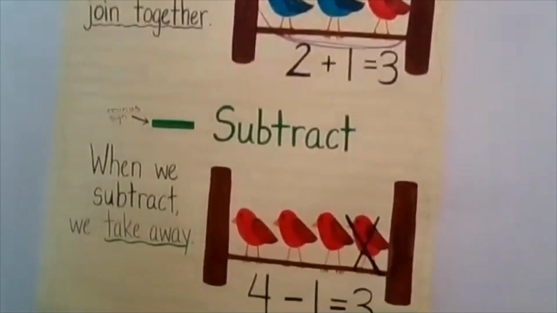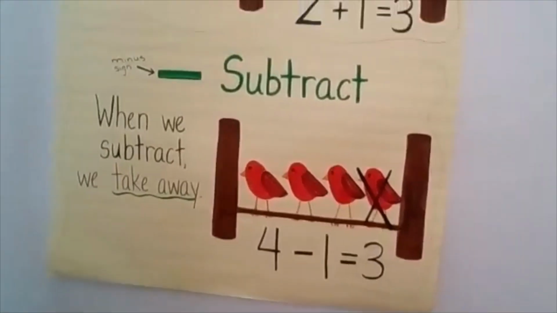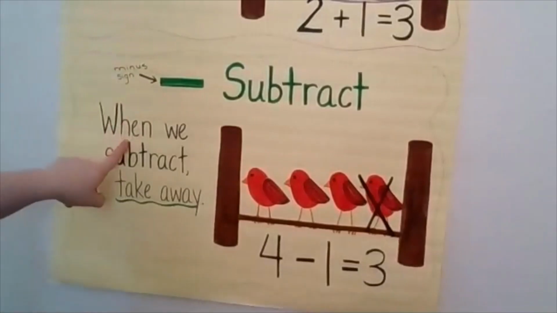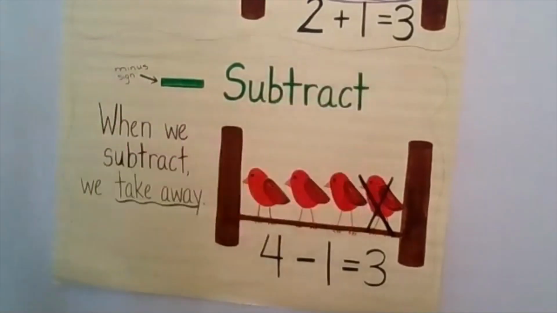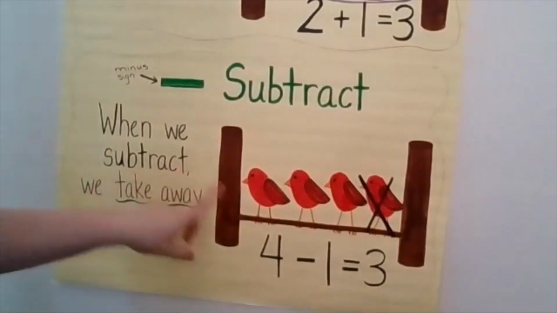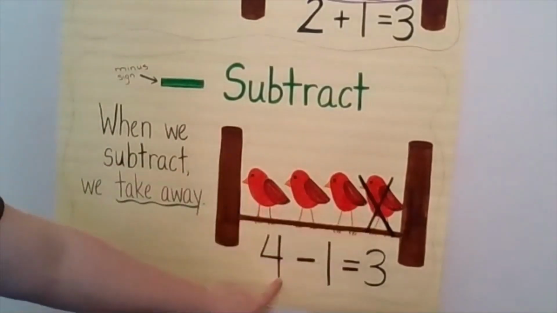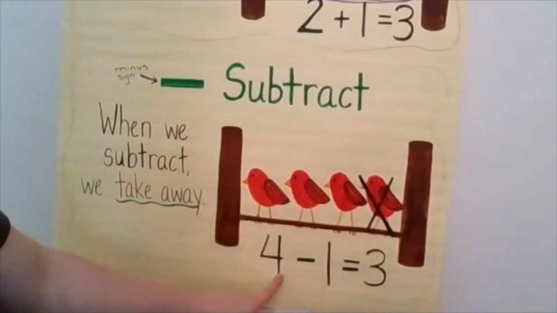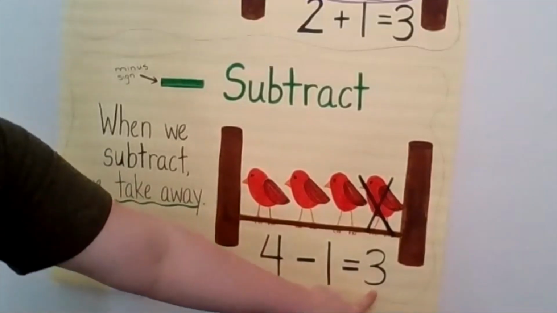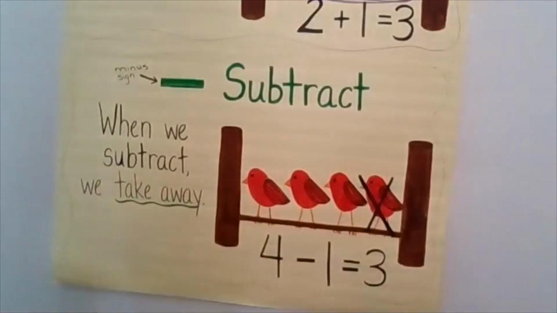Now, if we move down our anchor chart, we see the word subtract. And when we subtract, we take away. So when we subtract, it means take away. So we take it away. Just like how we have our 4 birds here. We have 4 birds. We wanted to take away one of those birds. So 4 take away 1 equals 3. So I had my 4 and I took 1 away to make 3.